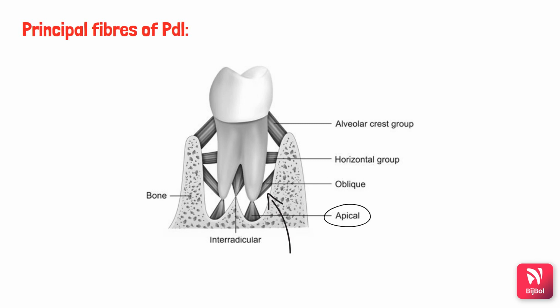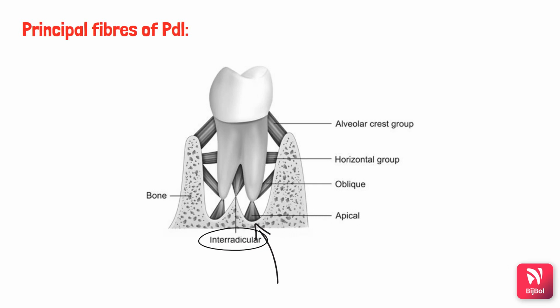And next comes the apical group of fibers. The apical group of fibers can be seen only in a completely formed tooth, with a completely formed root. If the root is not formed, then apical group fibers are not seen. From the cementum, it fans out in an irregular fashion and gets inserted into the apex of the socket. They resist vertical as well as luxative forces, and they are also said to protect delicate nerves and vessels around the periodontal ligament. So this is about the apical group.